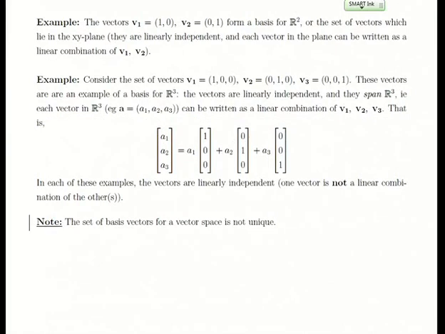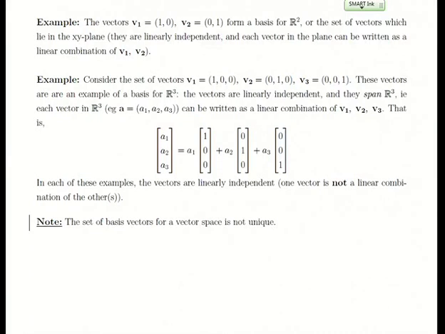Next one. These 2 little vectors form a basis for R squared, so that's the normal i and j in 2 dimensions. They're linearly independent, because I can't make one of them using the other one. You can just see that by looking. And you can get everywhere in the xy plane using those 2 vectors. So those 2 little vectors form a basis for R squared, the real numbers in 2 dimensions.